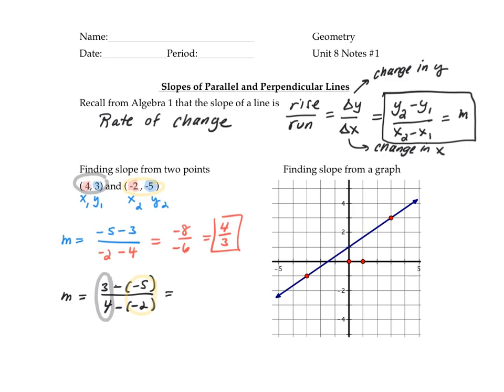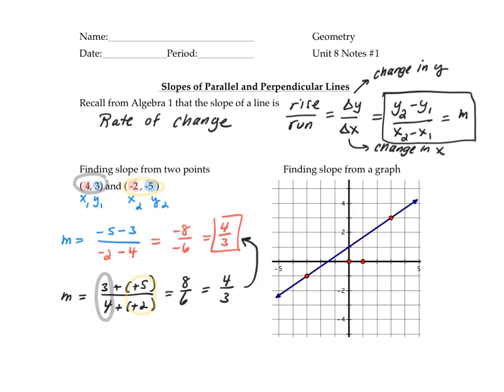3 minus a negative 5 becomes 3 plus 5, which is 8. 4 minus a negative 2 becomes 4 plus 2, which is positive 6. And 8 over 6 reduces to 4 over 3. So same answer, different approach. So both are okay. Just remember, don't mix up your points.